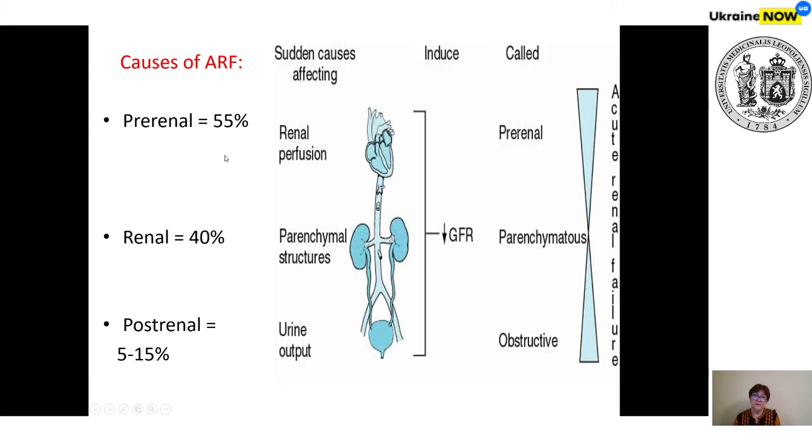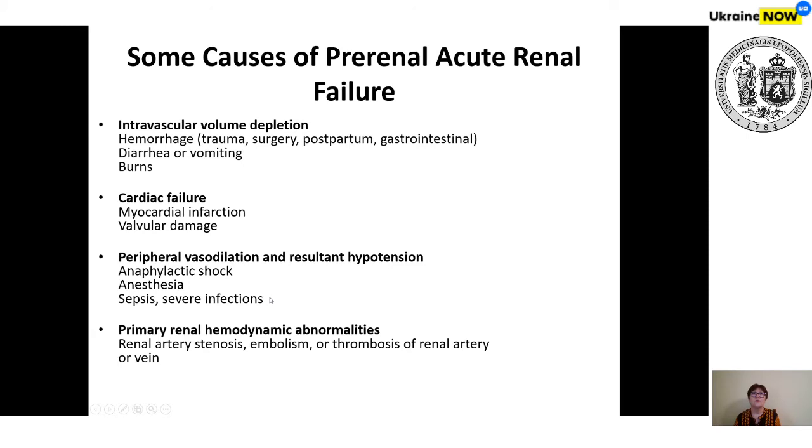About 55% of acute renal failure is of prerenal origin. About 40% is renal, also called intrarenal or parenchymatous, and post-renal causes account for 5 to 15%. Some causes of prerenal acute renal failure: intravascular volume depression, cardiac failure, peripheral vasodilation and resultant hypotension, and primary renal hemodynamic abnormalities.